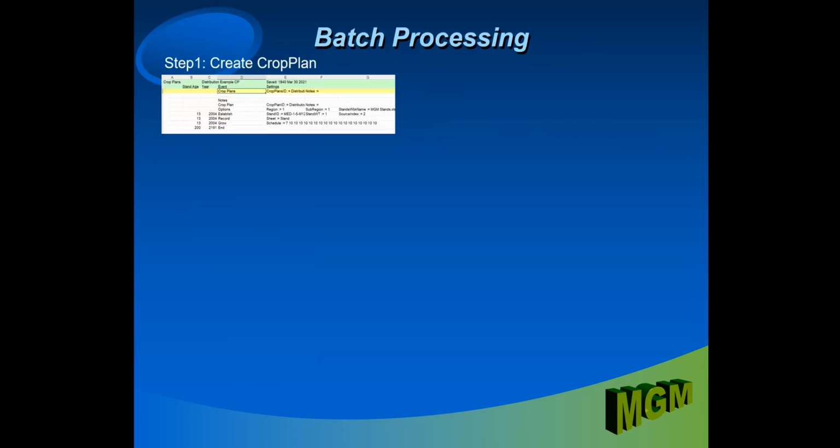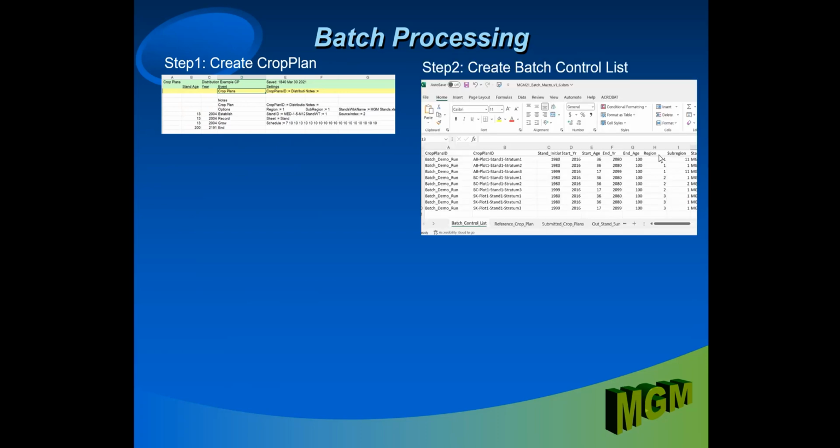Okay, the next thing I wanted to talk a little bit about was the batch processing. You saw that in the RSA matrix that we ran, we did 11,000 plus plots. So I wanted just to highlight how the batch processing works in MGM. We've created a crop plan. We create a batch control list. And all of the fields we want to exchange or change are listed in here.